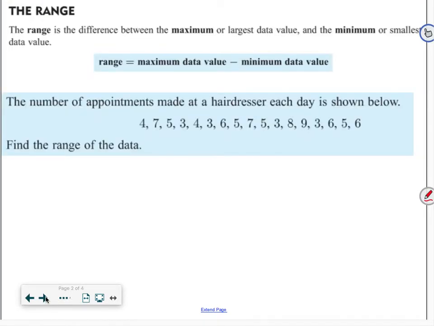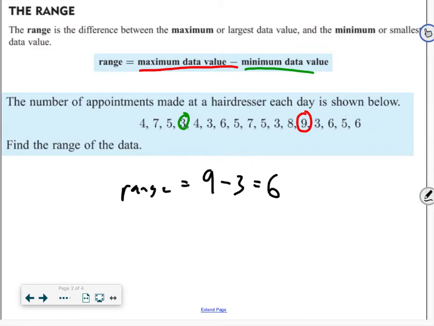Okay, so one way to do that is the range. The range is the difference between the maximum, or the largest value in the set, and the minimum of that value set. To find the range of data, you need to find the maximum and your minimum. The maximum number in this data set is 9. Our minimum value in this data set appears to be 3. So in order to find my range, that is going to be equal to 9 minus 3, which is equal to 6. So that's one way of describing our spread of data.